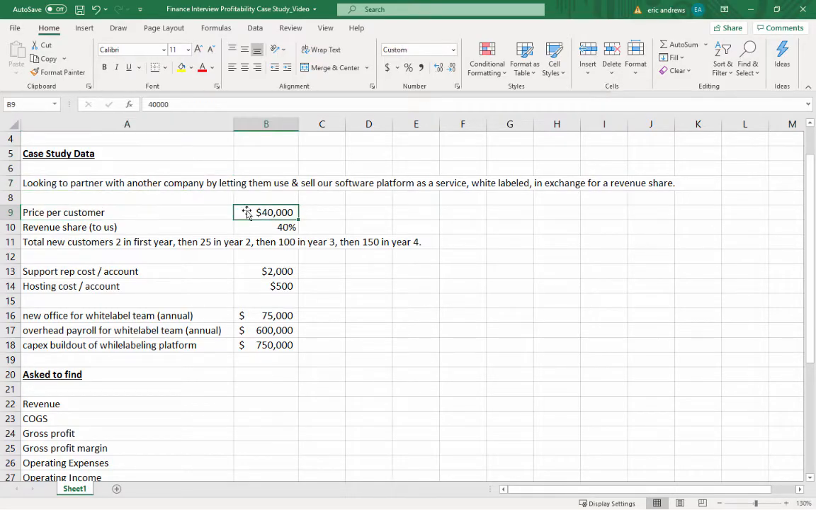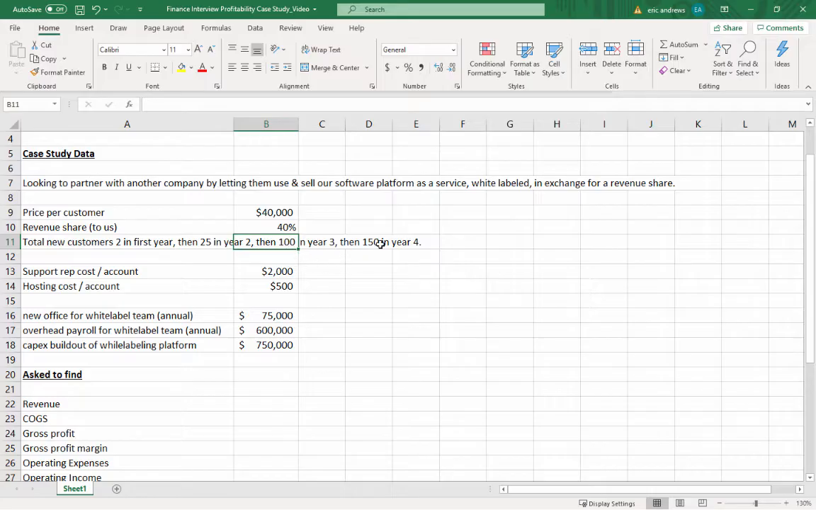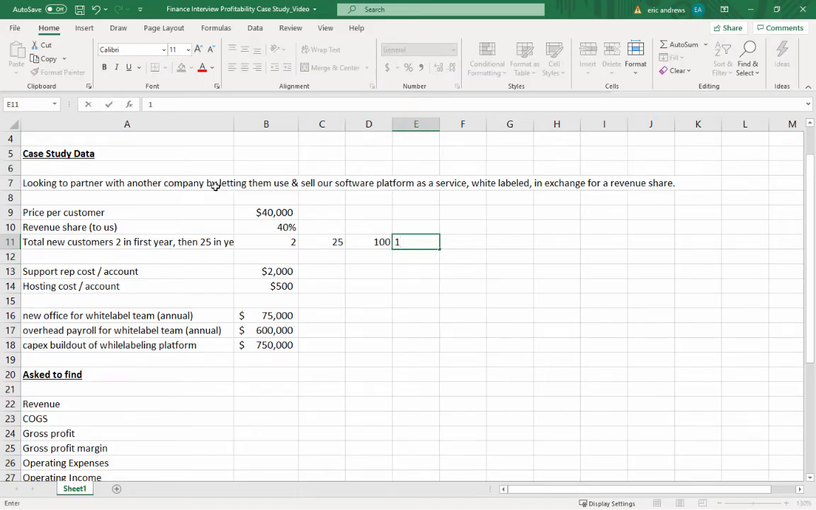So, the price per customer: this other business is going to sell it to their customers at $40,000 a year. They then will pay us 40% of that revenue, and that will be our share of the revenue. And then they have said that they expect in the first year of operations they could onboard 2 customers, then in year 2, 25, in year 3, 100, and then in year 4, 150. So let's just put that in right here. 2, 25, what did I say, 100 and 150, okay?